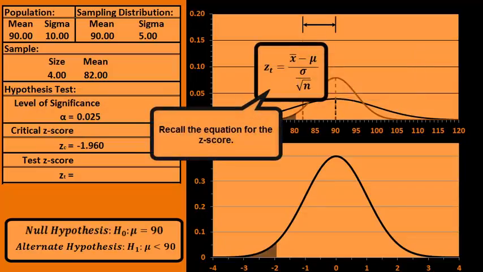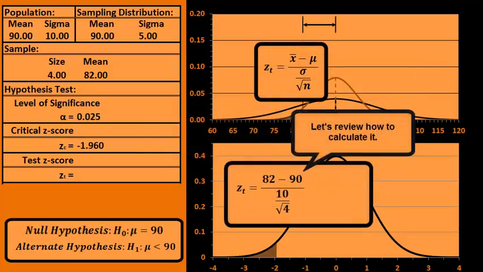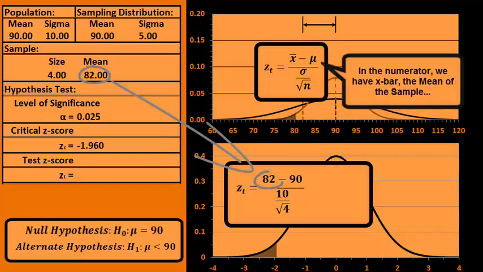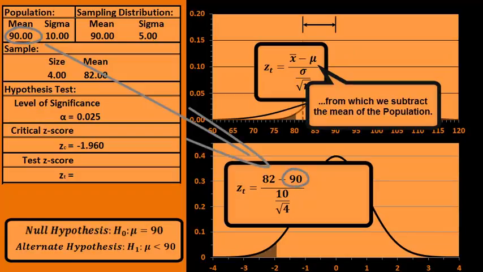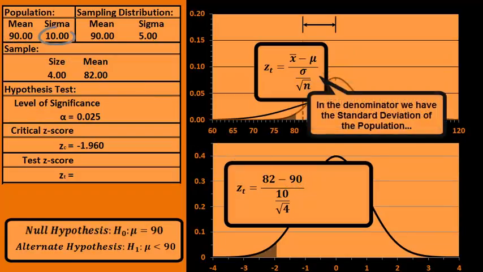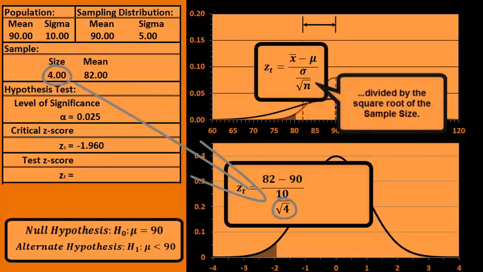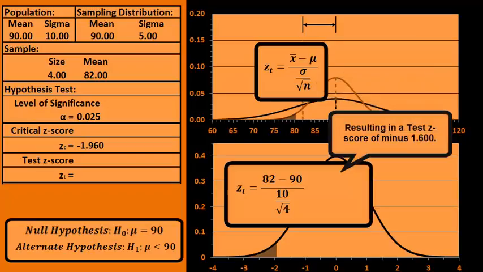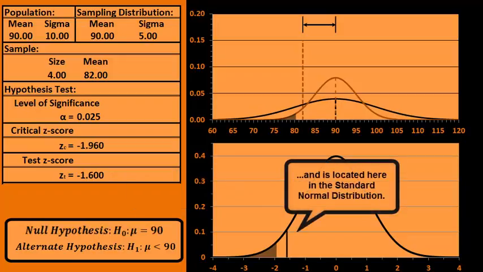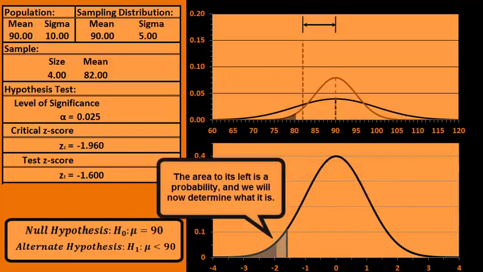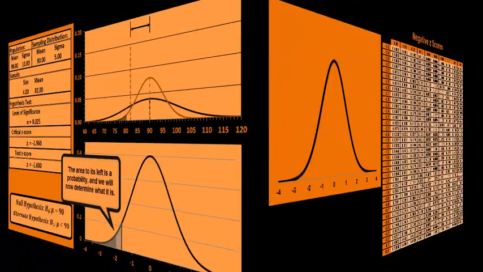Recall the equation for the z-score. Let's review how to calculate it. In the numerator, we have x bar, the mean of the sample, from which we subtract the mean of the population. In the denominator, we have the standard deviation of the population divided by the square root of the sample size, resulting in a test z-score of minus 1.6, which we will rewrite here, and is located here in the standard normal distribution. The area to the left is a probability, and we will now determine what it is.